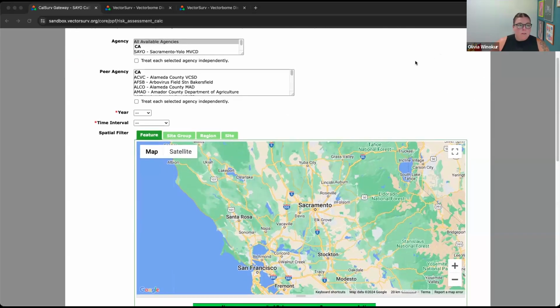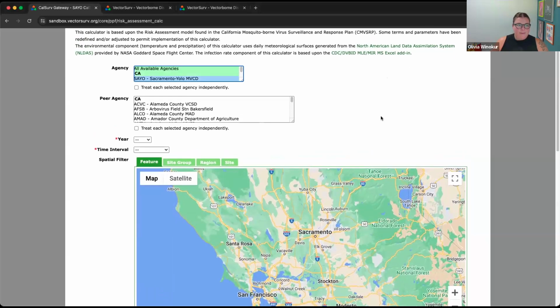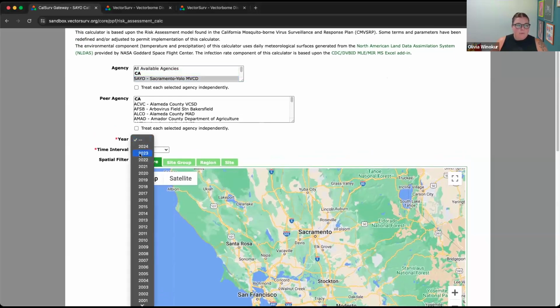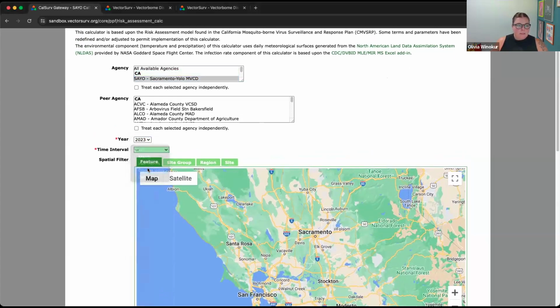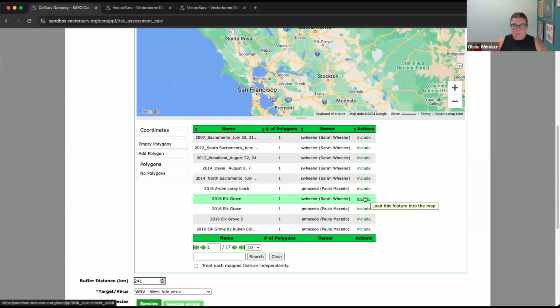So I'll show you how this works. Again, pretty similar. We'll run it for Sacramento. We'll run it for 2023 disease week. We'll run it in Elk Grove.